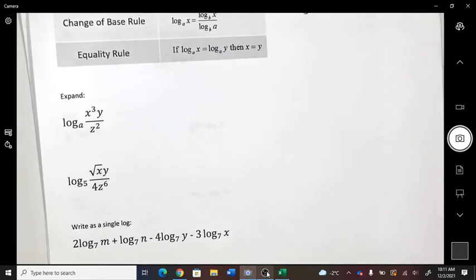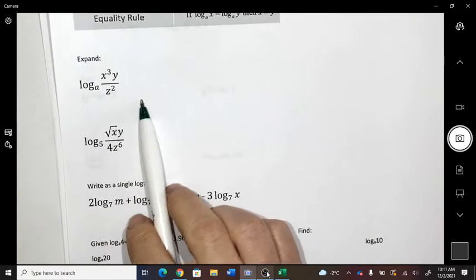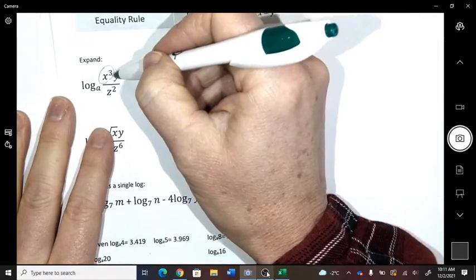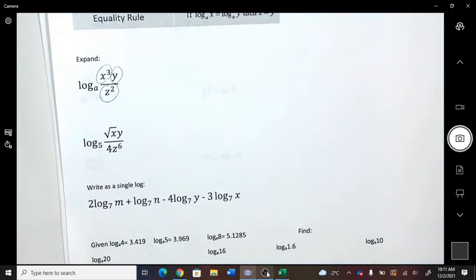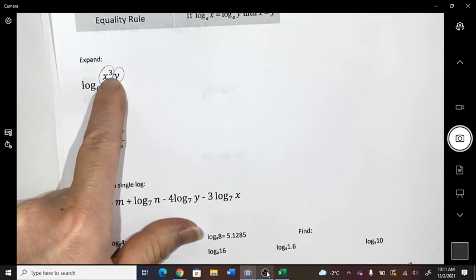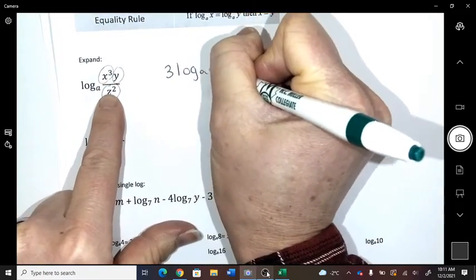Okay, so here we go. We're going to expand these two. Okay, so how many units am I going to have when I expand? I'm going to have 1, 2, 3 different separations. Okay, and they all are going to have a log A. Okay, A is always the base. Okay, ready? So this has an exponent. So instead of exponent 3, it's going to be a multiplier.